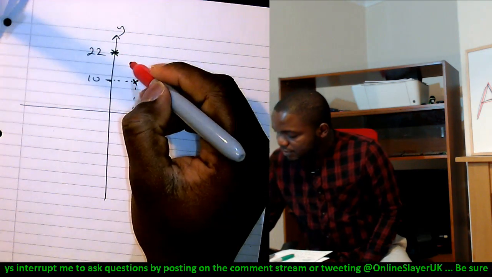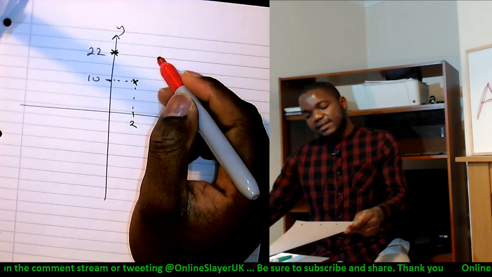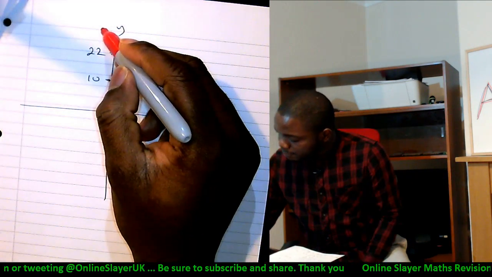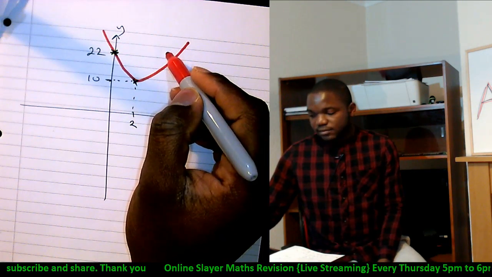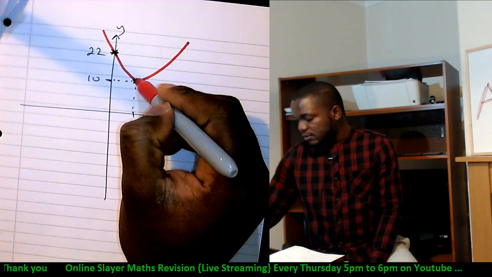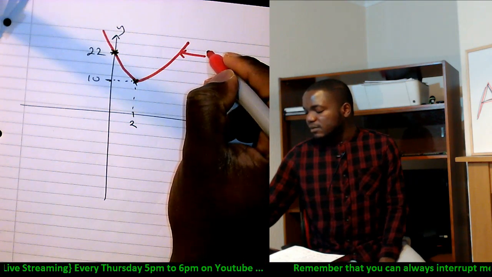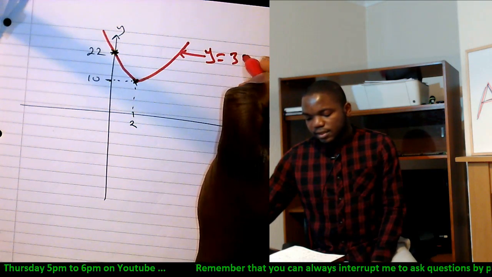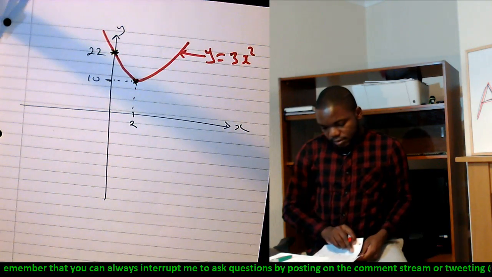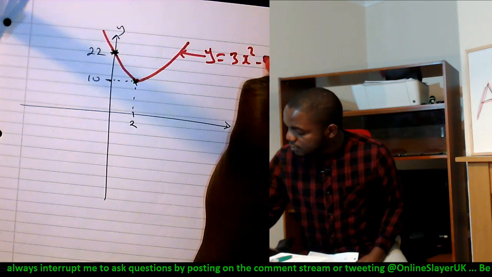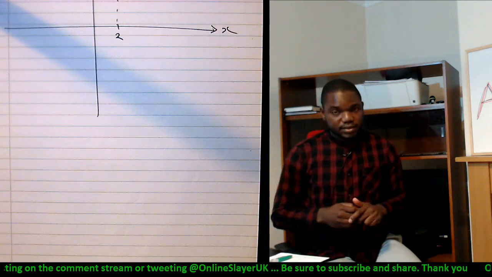And because this is a minimum point, we know it's going to go this way because the coefficient of x squared is positive. So it's a U shape. So it goes this way, and that's the minimum, okay? It goes up from there. It doesn't go below this point. And this is where it crosses the y-axis. All right, so we've been able to successfully plot the curve y equals 3x squared minus 12x plus 22. All right, that was easy, wasn't it?